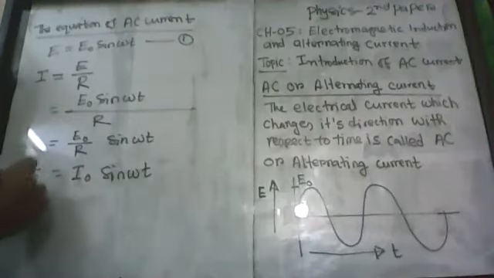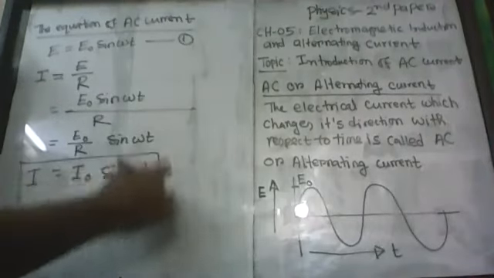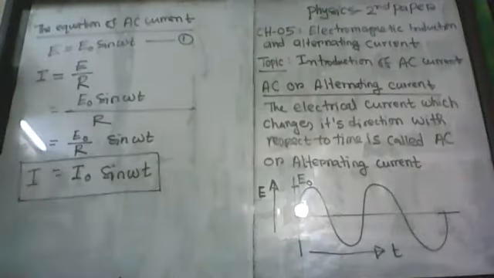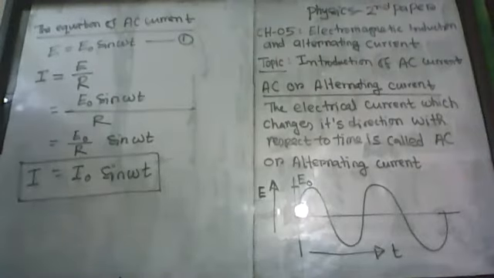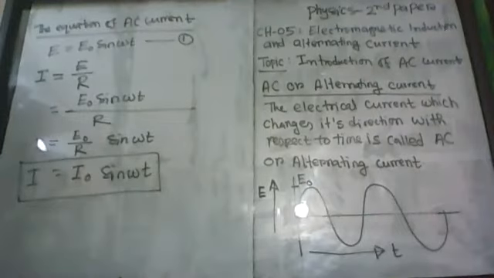So finally, I get the equation of AC current. The equation of AC current is I equals I naught sine omega t. So I equals what? I equals I naught sine omega t. So this is the equation of AC current.